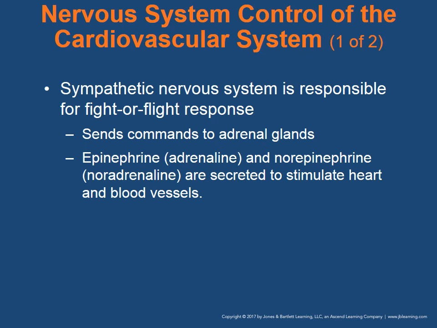So this sympathetic fight or flight response sends commands to the adrenal glands, epinephrine, also known as adrenaline, and norepinephrine, noradrenaline, are secreted to stimulate heart and blood vessels, right? They're going to stimulate the heart in order to beat stronger and faster, so with more force and faster, and then those blood vessels to be able to constrict so that raises that blood pressure.